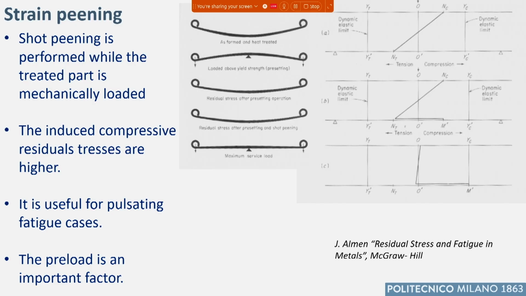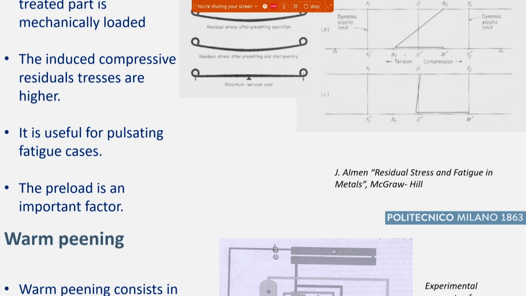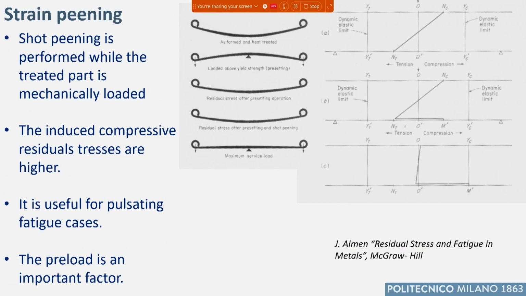And how can we improve the effectiveness of shot peening? If you apply shot peening while we are applying a load that puts the upper part of the spring in bending, finally the residual stress will be larger. We are applying residual stress on a part that is under tension, and this makes it possible to induce higher residual stresses.